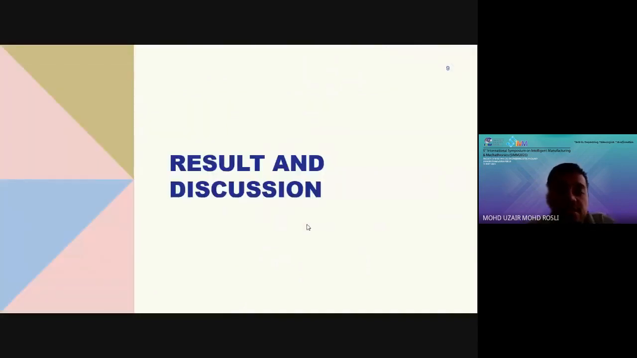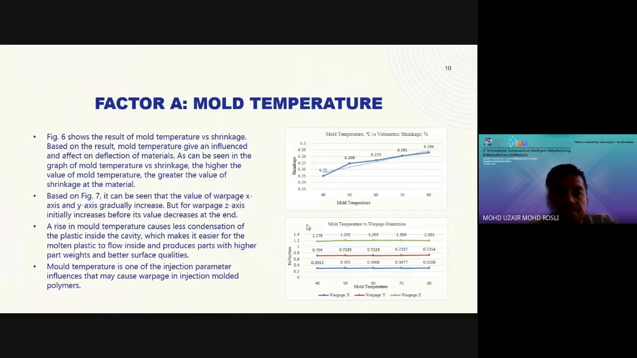So here are the results and discussion. There are four results, which determine the four factors that we are studying here. The first factor is factor A, mold temperature.